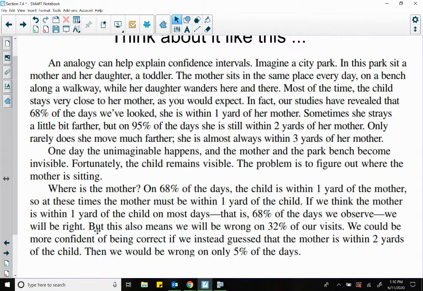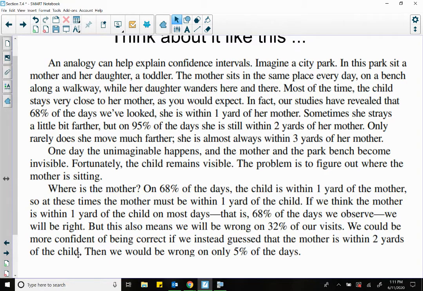So that's what this last paragraph says. Where is the mother? On 68% of the days, the child is within 1 yard of the mother. So at these times, the mother must be within 1 yard of the child. If we think the mother is within one yard of the child on most days, that is 68% of the days that we observe, then we would be correct. But this also means that we could be wrong 32% of our days that we observe the child.